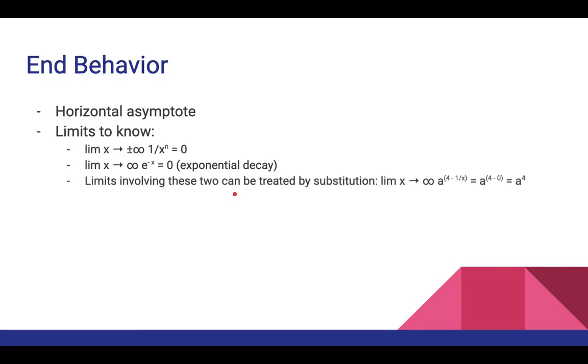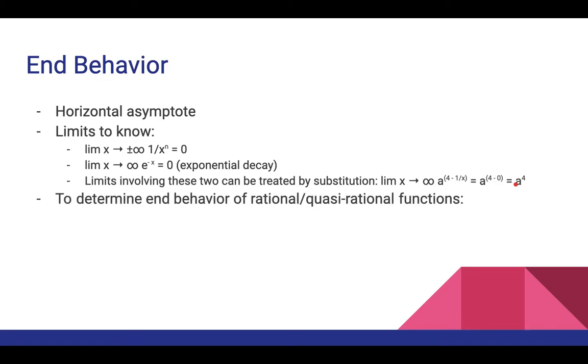Limits involving these two can be treated by substitution. Hence, if we have a function a to the 4 minus 1 over x, and we take the limit as x approaches positive infinity, we can replace 1 over x with 0, and that gives us a to the 4th as our horizontal asymptote. To determine the end behavior of rational or quasi-rational functions, you're going to focus on the leading terms of top and bottom and evaluate the limit of the resulting power.